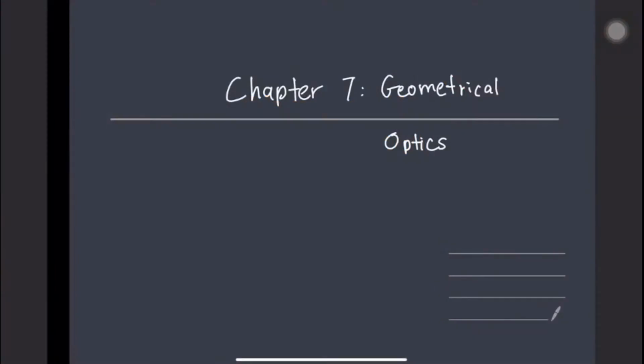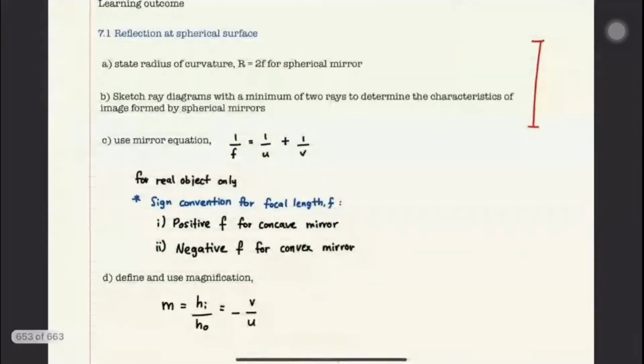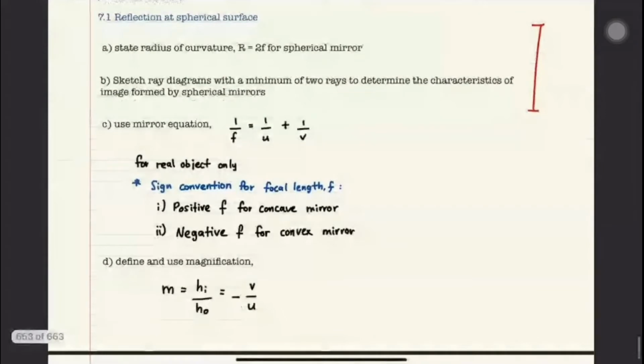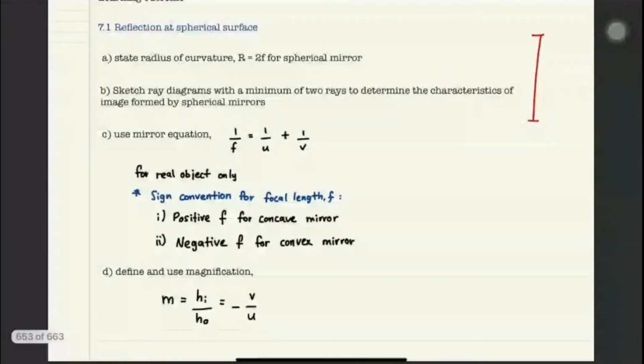Surface. 7.2 is about refraction at spherical surface, and the last one is for thin lenses. So 7.1 is actually about mirror. And in 7.1 we actually have a few subtopics, and a few things that you need to know.